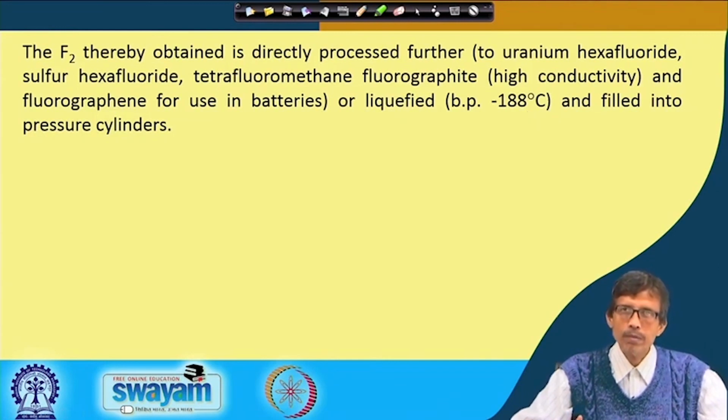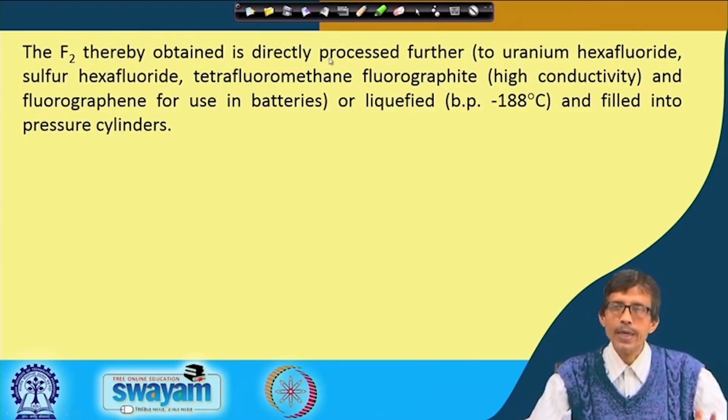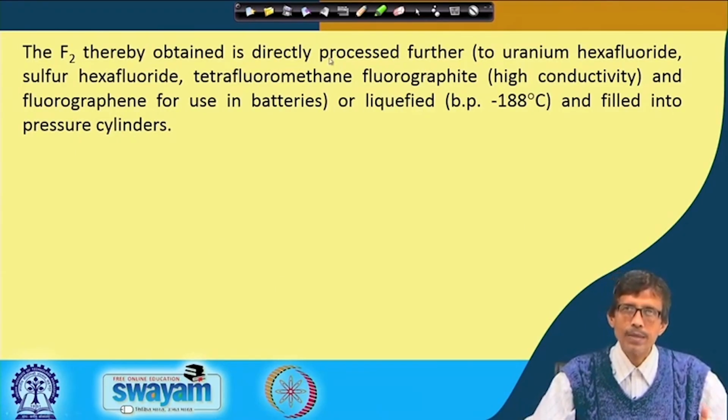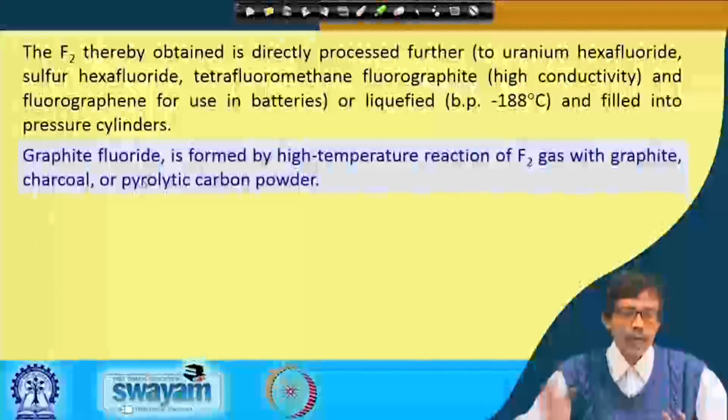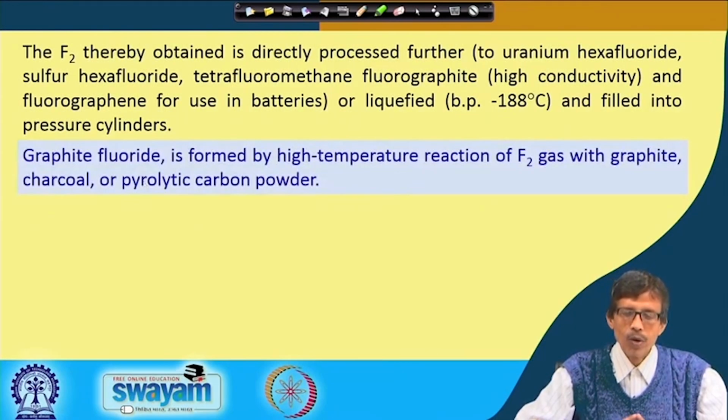So, the liquefied fluorine gas, to transport from one particular place, that means the site of production, to the site of consumption, is filled into pressurized cylinders, the way we pressurize different gases like our CNG or LPG gases for our cooking. Similarly, this fluorine gas can also be filled in those pressurized cylinders. Then we can have this fluorographite or graphite fluoride, what we call.